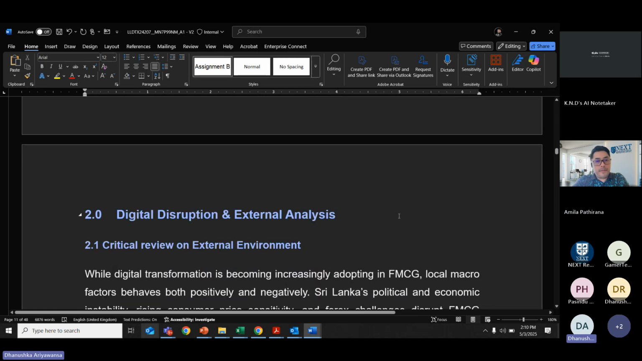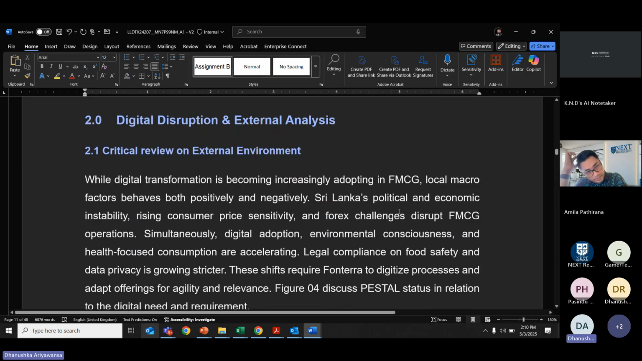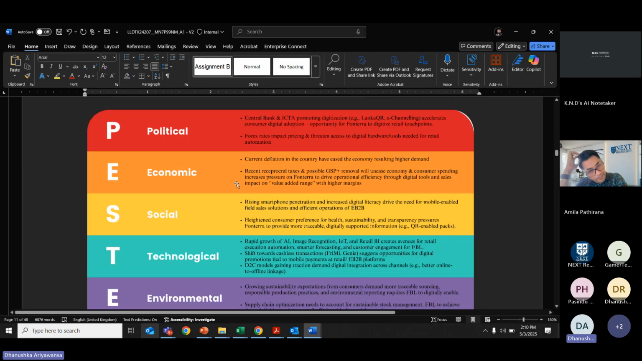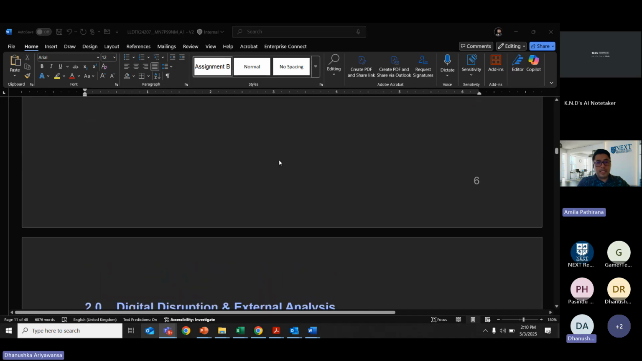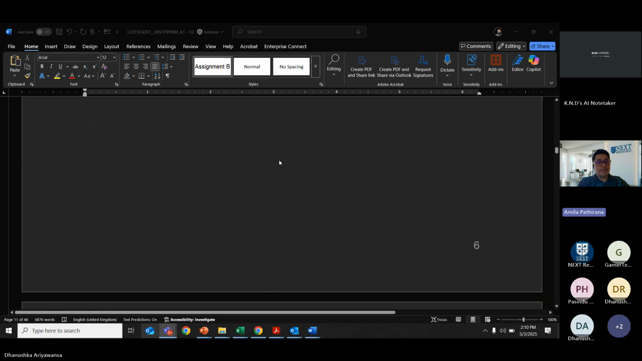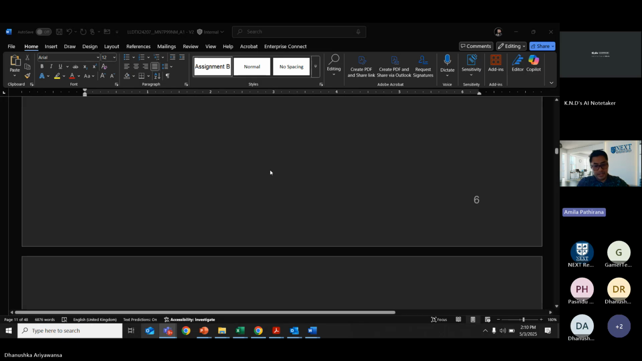Yeah, that's on that. So in terms of disruption, the critical one was the external factor. So we just discussed the PESTLE here. Discuss the areas. So one thing, Dhanushka, I can't see it clearly, but my advice here is that when you're doing PESTLE and all those analyses, make it very specific to Fonterra, and it goes for everyone else as well.